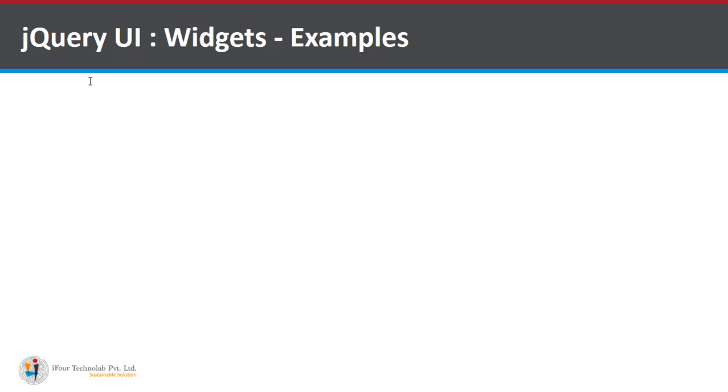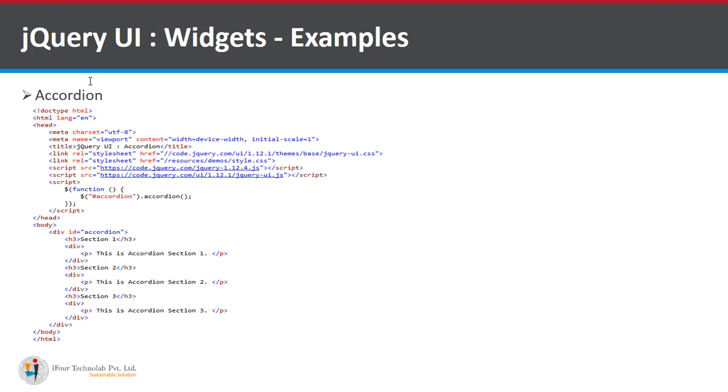Now let's see some examples for jQuery UI widgets. Accordion displays customizable content panels for presenting information in a limited amount of space. So syntax for accordion is $('#div').accordion(). See this slide for an example.